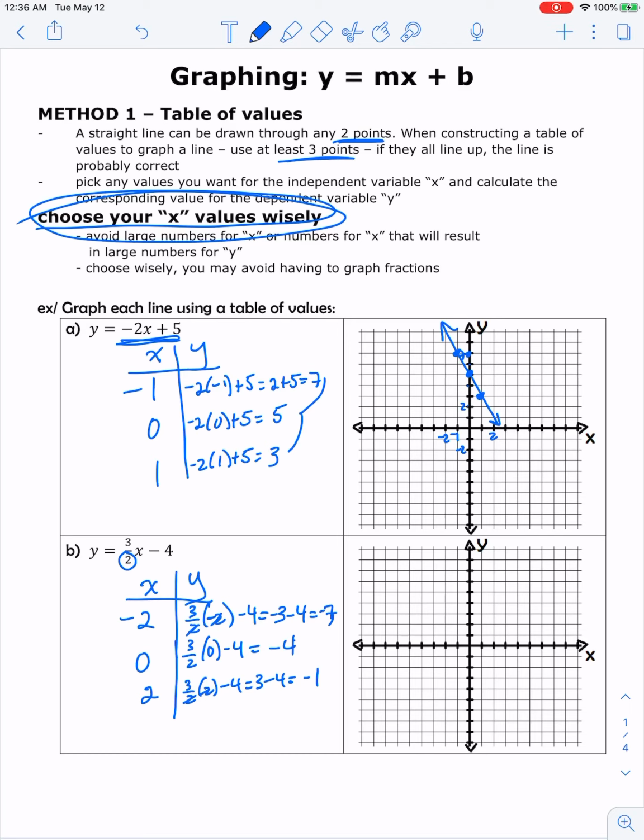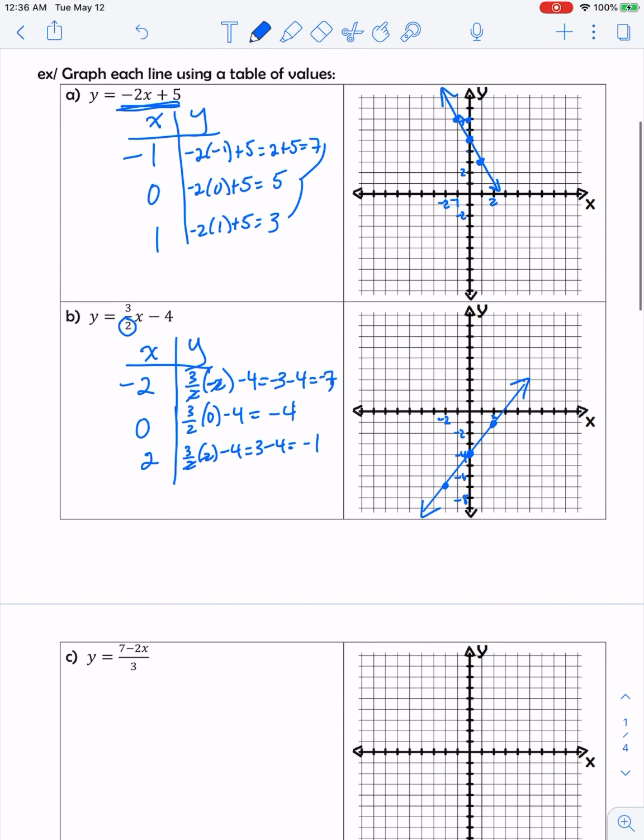Okay, so -2, -7. This is -2, -4, -6, -8. So that's going to be right here. -2 is my x, -7 is my y. 0 and -4 is right here. 2 and -1, that's 2 there, -1 is right there. Those sure look like they're on a straight line, so I think I'm good. Okay, there we go. Beautiful. All right, so that's graphing.